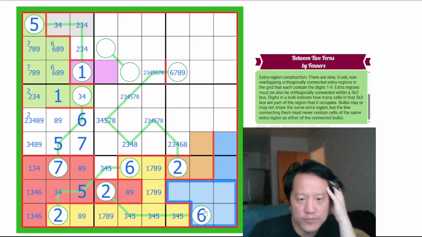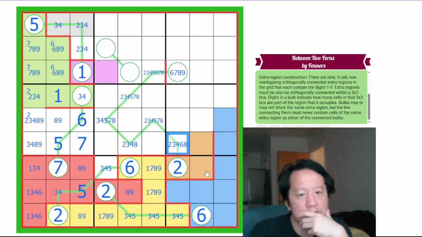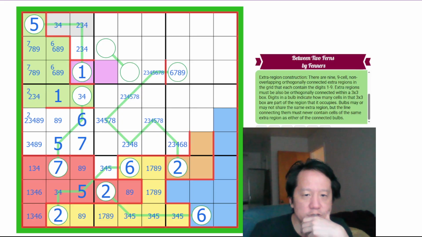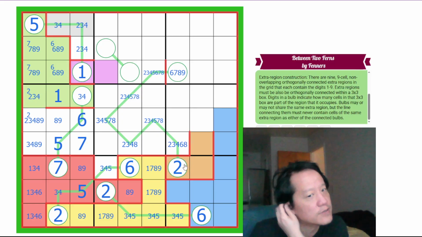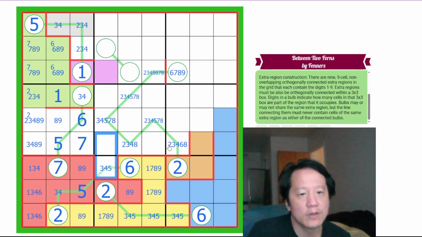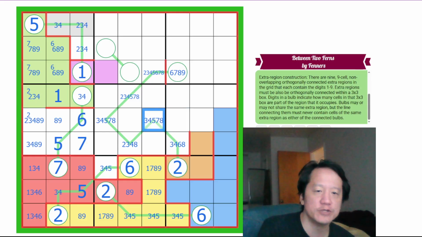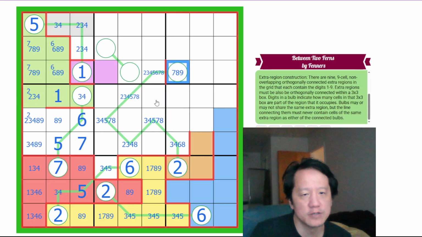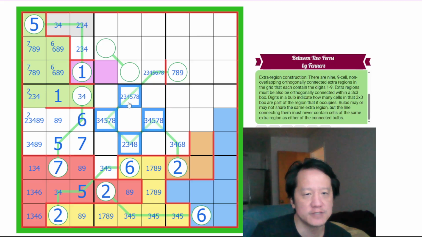Blue has 1, 2, 3, 4, 5, 6, 7. It must exit out, so that must be blue there. This is not part of that orange region, so that's a boundary there. This exits out that way. This can't be 2. So this is between 2 and this digit, so it cannot be 6. Because we have at least 3, 4, 5, 6 here.